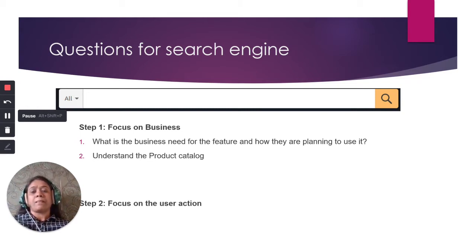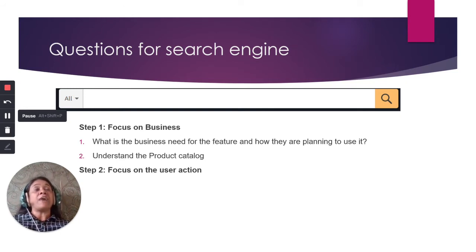So step 2 says focus on the user action. So what is user action? We have to think about the different actions the user will perform on that particular feature. In our search engine functionality, think about what the user will do the first time he comes to the search engine. Yes, he will enter a keyword, right? So what will be that keyword? That is the first question that you should ask your customer.